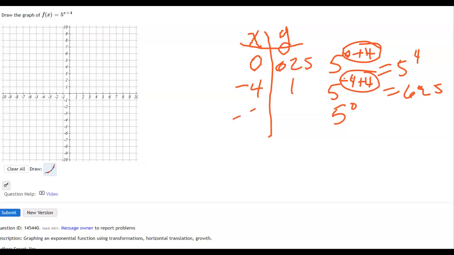And then if we do negative 3, that's going to be 5 to the negative 3 plus 4, which is 5 to the first power, which is just 5. And then that's pretty simple.